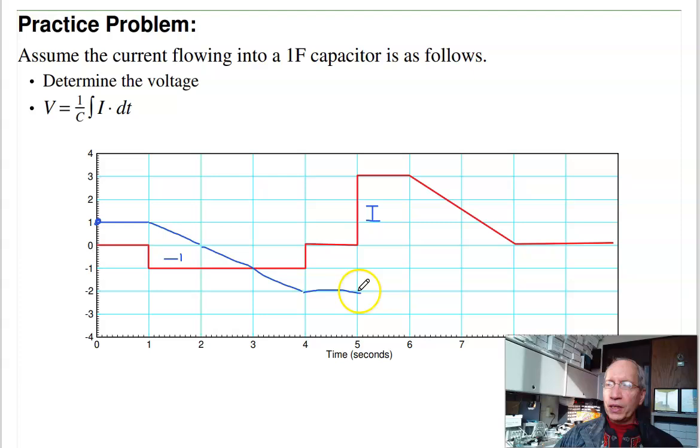I now add 3. This has an area of 3, so I go up by 3 volts. This has an area of 2.5, so I go up by 2.5 volts. This has an area of about 0.7. Integral 0 is a constant. This is the voltage versus time. So capacitors are integrators.